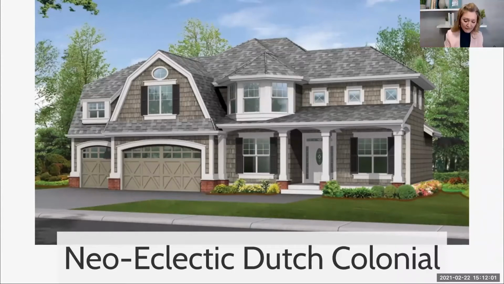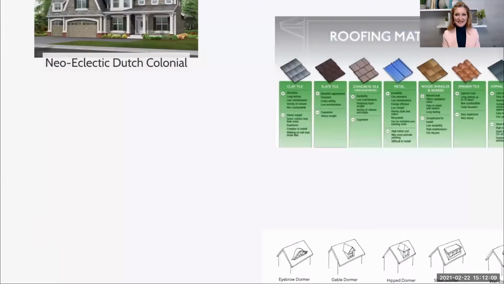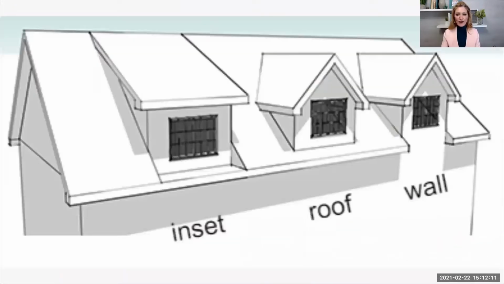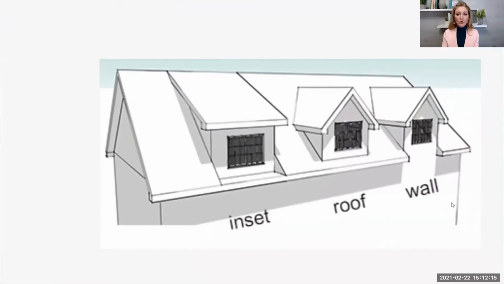Wow. One of the biggest critiques of the neo-eclectic era of architecture is that it can get a little busy, right? A little busy, a little grandiose, a little ridiculous at times. But it's also a lot of fun. We're seeing things happening on the rooftops with different variations of dormers, right?